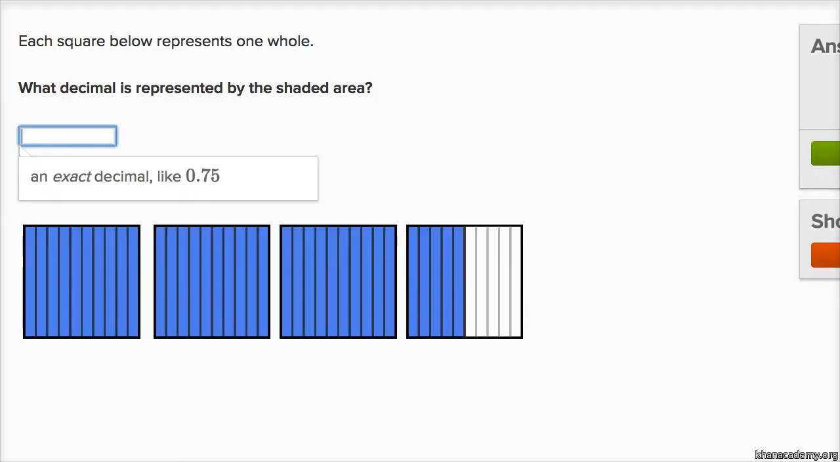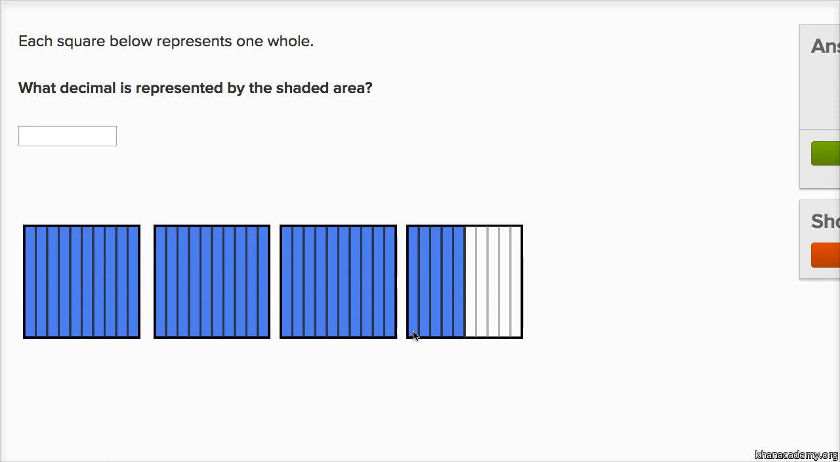Let's do another one of these. So same thing. What decimal is represented by the shaded area? So we have 3 wholes, and then this whole is divided into tenths. Now it's divided into these vertical bars. We have 1, 2, 3, 4, 5, 6, 7, 8, 9, 10 vertical bars. They're equal, so it's divided into tenths. And we've shaded in 5 of them. So this one over here is 5 tenths.